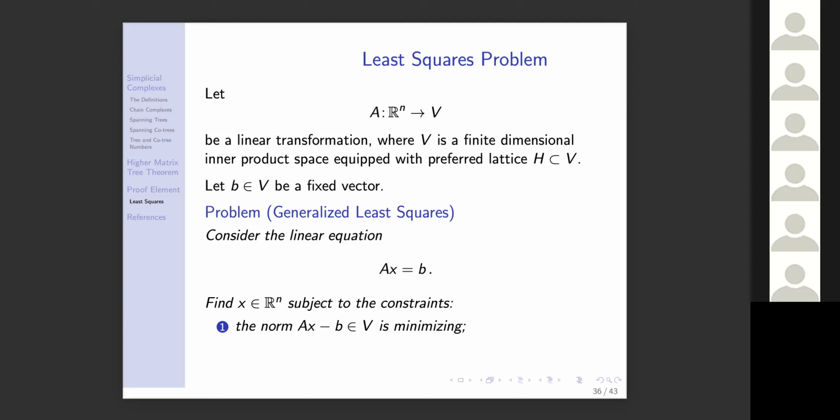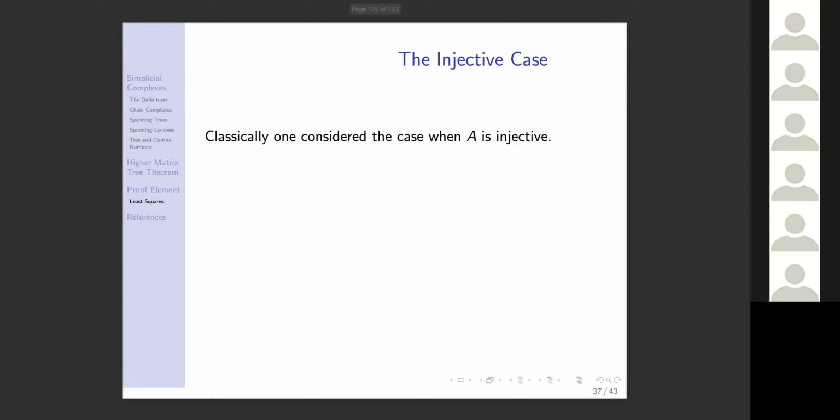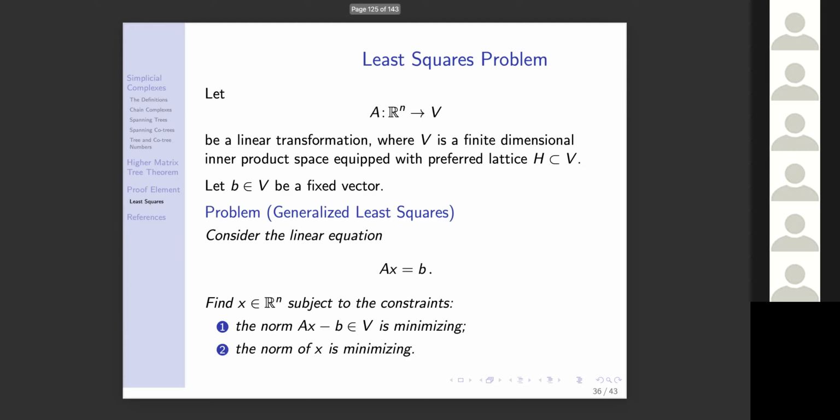So if the norm were 0, I would have a solution, right? The second condition I want to impose is that the norm of x itself is minimizing among all x's which satisfy condition 1. So if I have something satisfying condition 1, I also want the norm of that thing to be minimizing. Okay, so classically one only considered the injective case.